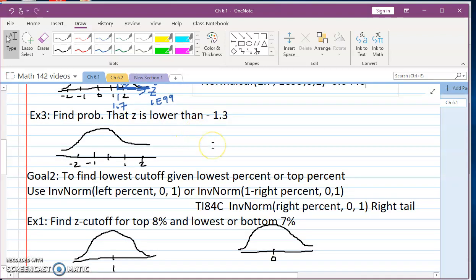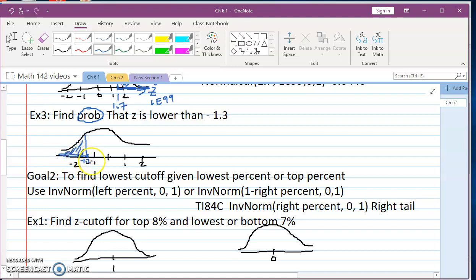What about the probability that z is lower than a certain number? In this example, we want it to be lower than negative 1.3. So again, we graph the z normal curve. We want to find probability, and finding probability is finding area. We have lower than negative 1.3. Negative 1.3 is here. All these are lower than negative 1.3. So it's the area to the left, the only area on this left side.